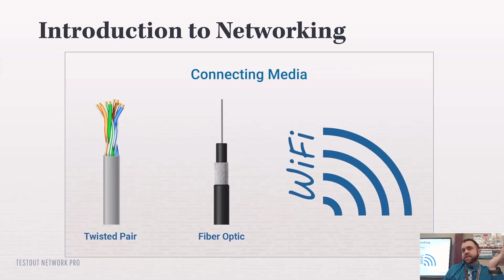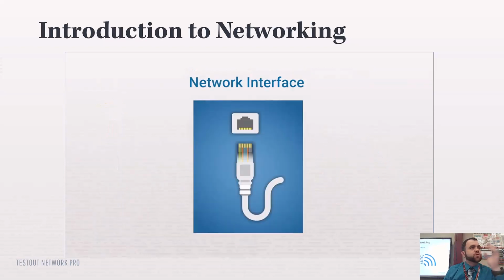So the main ways that we connect things: twisted pair, fiber optic, Wi-Fi. Some of this should be review from the ITF Plus and the A Plus stuff. The network interface is going to be wherever the cable plugs into. And what I mean by that is it doesn't necessarily have to be a router or a switch. It can be on the computer. So there's a network interface card, right? On a switch, they all have individual network interfaces, your routers, your modems. That's what your network interface is.